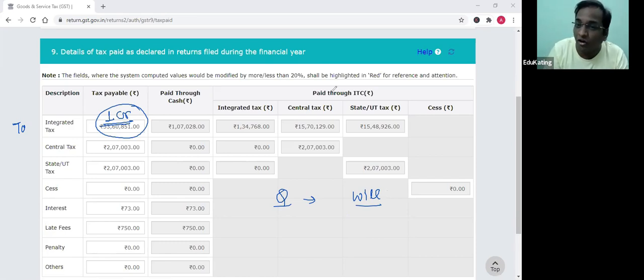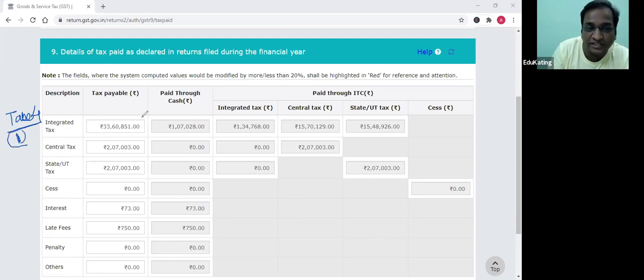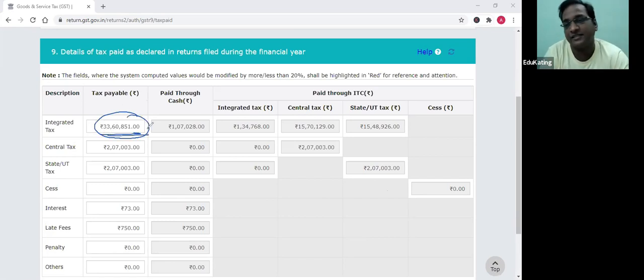Not at all, sir. Because it is not my outward supply, then how can I disclose it? It will not be disclosed in table 4. Perfectly agreed, fully agreed. Now my second question: if table 4 will not have this 1 crore transaction, would you reduce this amount of 1 crore from the IGST tax payable column or not?